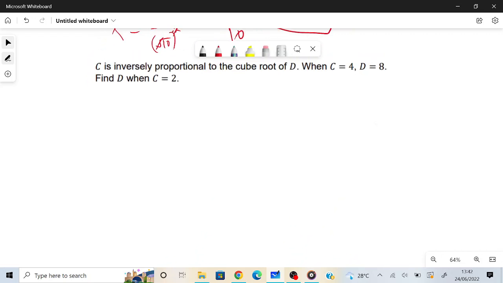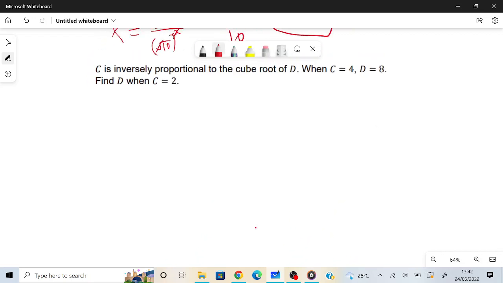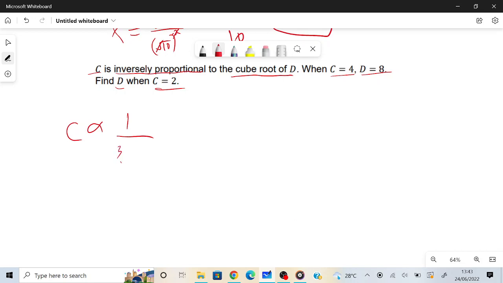Proceeding to the next example, we have c is inversely proportional to the cube root of d. When c is 4, d is 8. Find d when c is 2. So let's take it step by step. We have c is inversely proportional to the cube root of d, so that means it's the cube root of d.